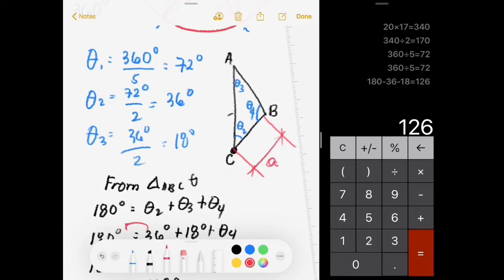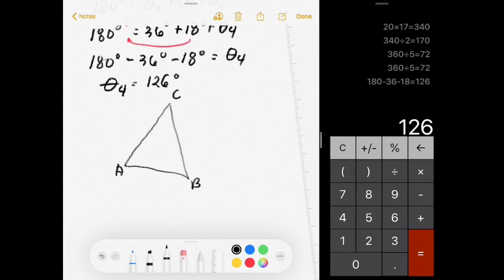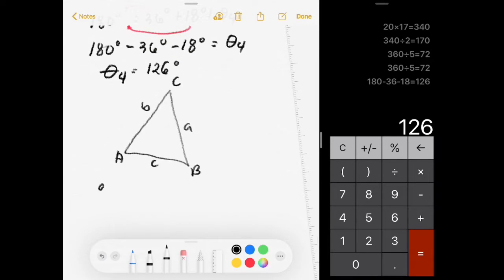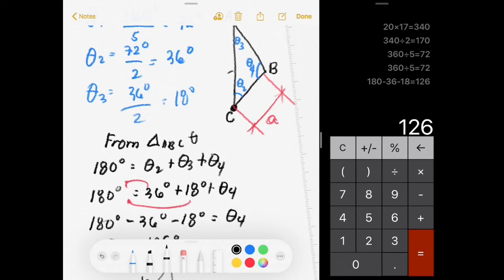So, in order for us to get line A, gagamit tayo ngayon ng sine law. We have angle ABC and length ABC. Para magamit natin yung sine law, A over sine A equals B over sine B equals C over sine C. Para ma-recall natin, gamit tayo ngayon ng sine law. Ano yung katapat ni A?